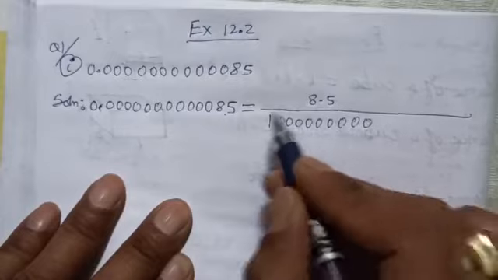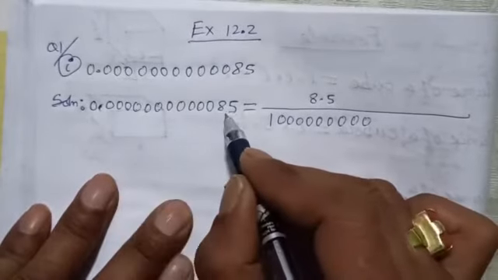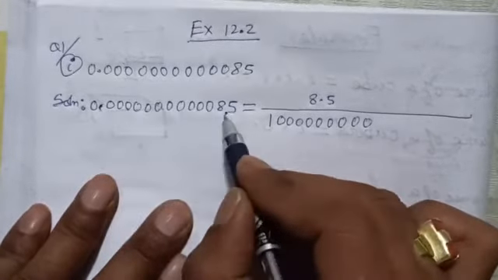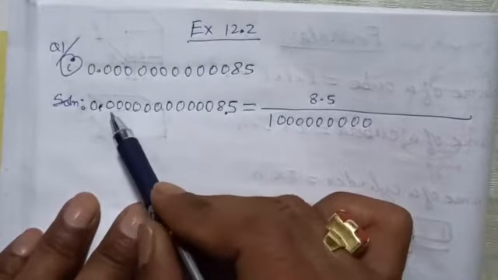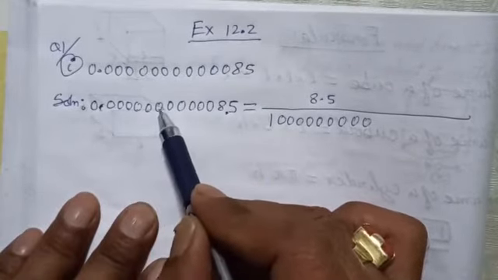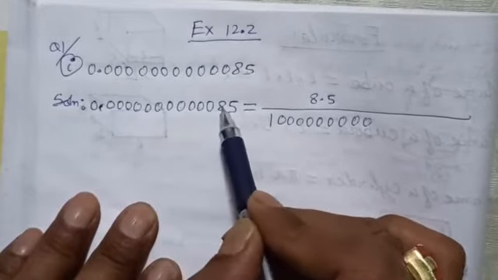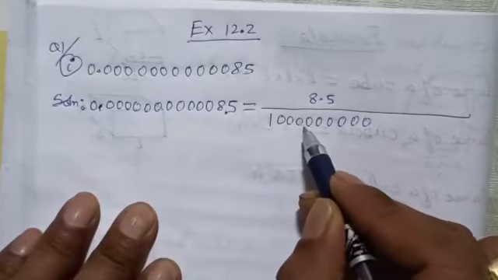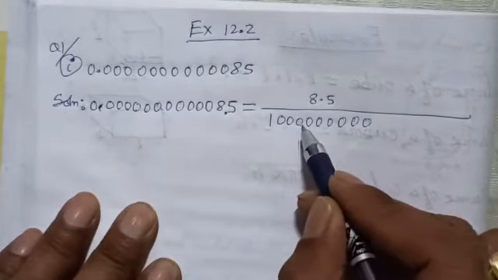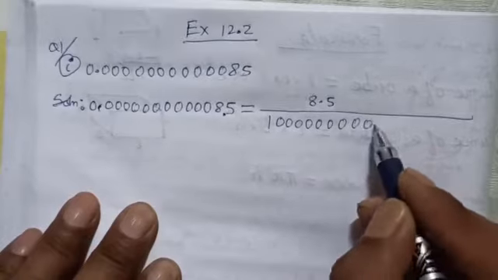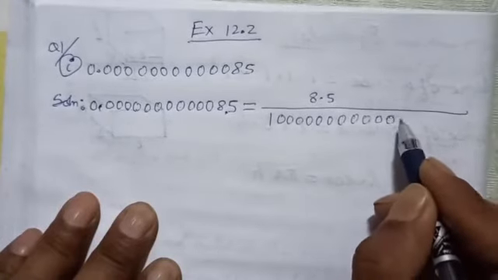If the decimal point comes here, then from here up to there how many places are there? Let's count: 1 2 3 4 5 6 7 8 9 10 11 12. So here the number of zeros must be 12. Like this it will come.